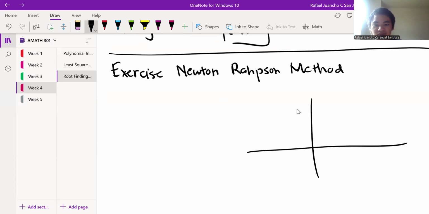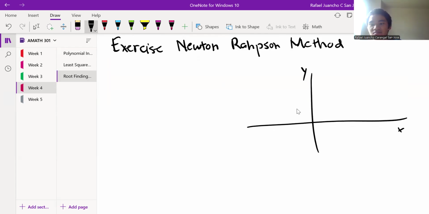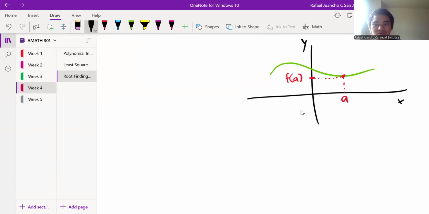So here's what we mean by we linearize the function. Let's say we have this xy plane. We have some curve like that. And let's say this is some point, x sub 1. Or actually, let's call it a. That's some point a. And then the output of this is f of a. And here we call this f of x.